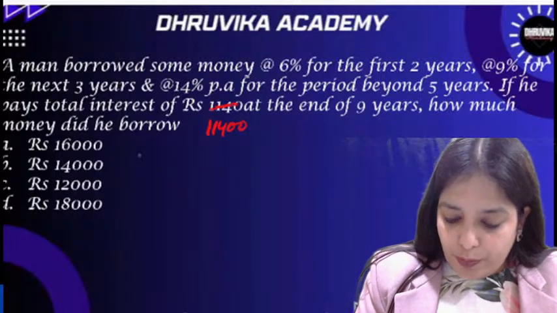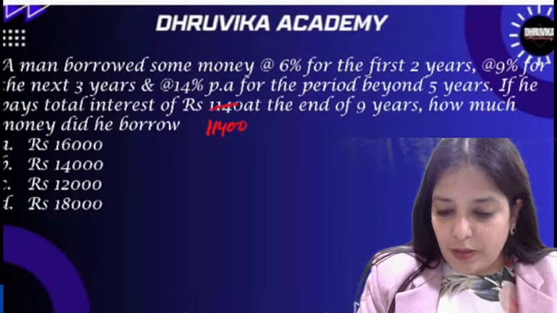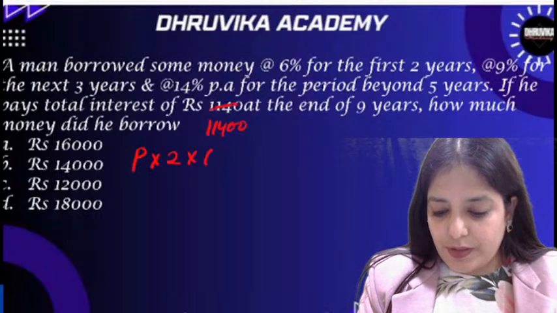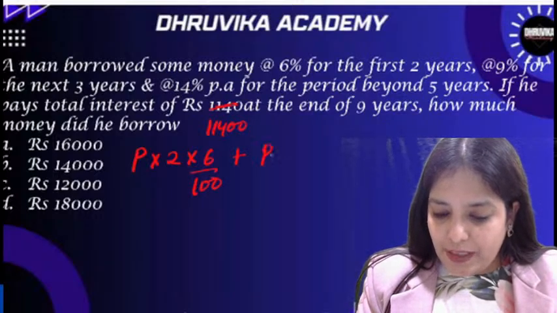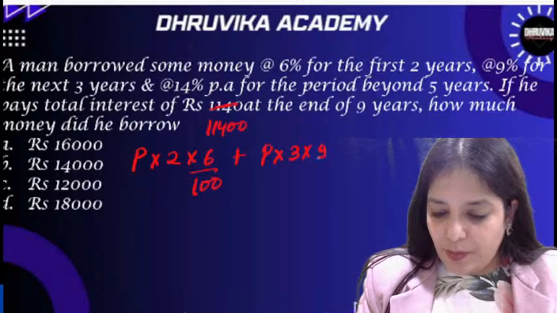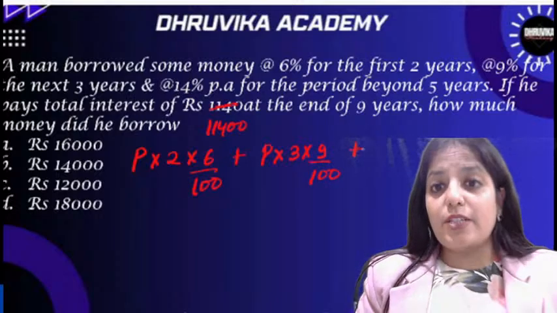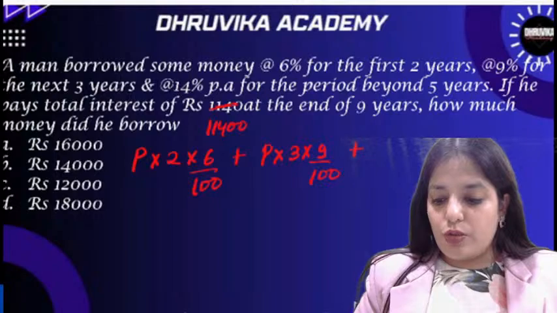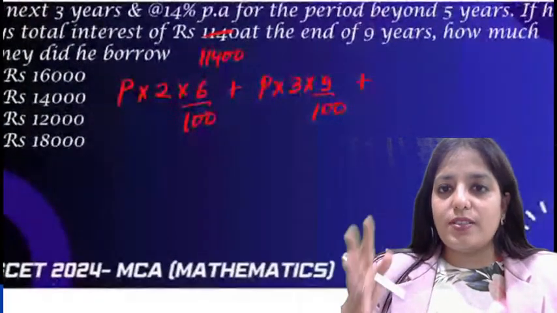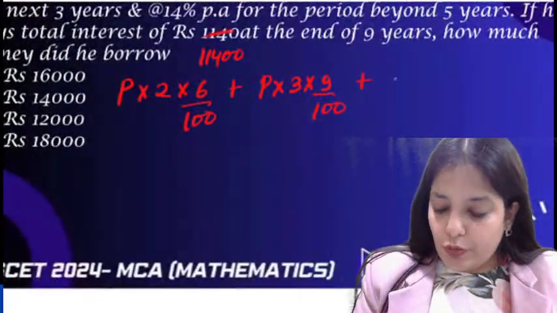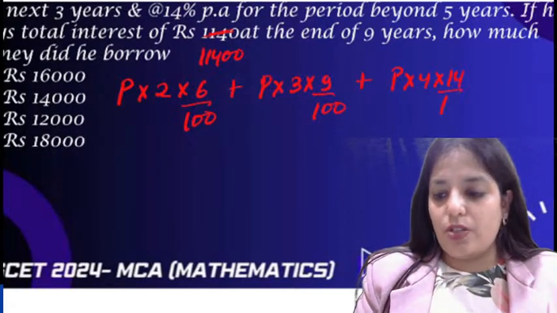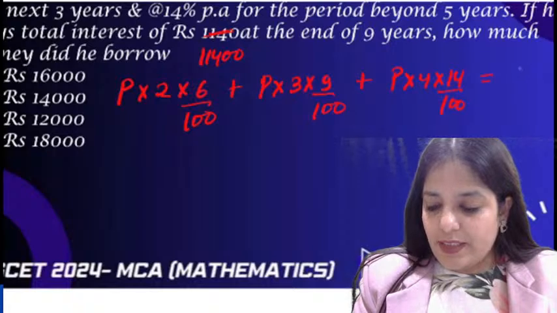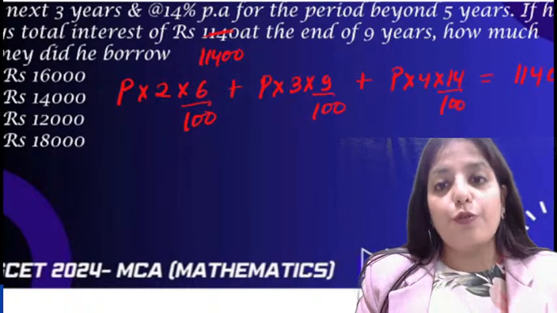So let's assume the principal to be P. For the first 2 years, he will be paying interest at the rate 6%. Then for the next 3 years, he will be paying interest at the rate 9%. And he has borrowed the money for 9 years. So beyond 5 years, how much is the extra time? 4 years. So for 4 years, he will be paying 14% interest. So all in all, total interest he paid is 11,400.